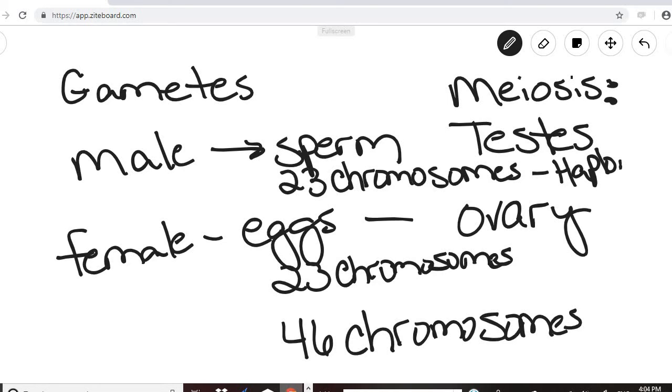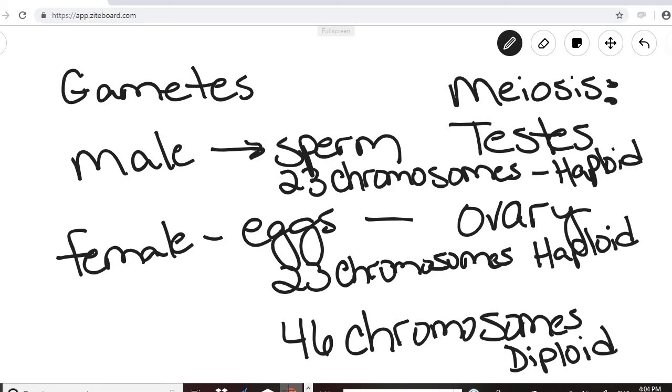Okay, so these are haploid cells. A sperm is a haploid cell, an egg is a haploid cell, and then you end up with a diploid cell with the full complement of 46 chromosomes.